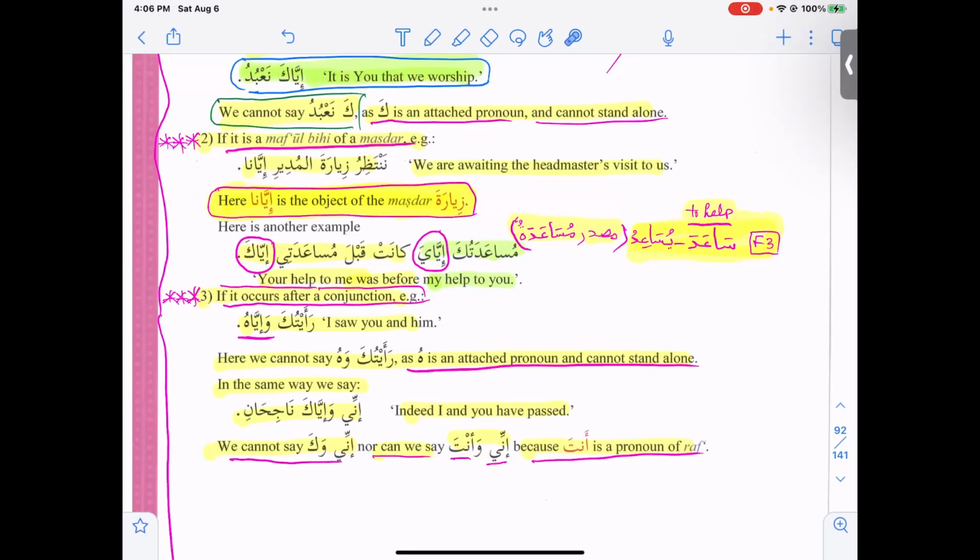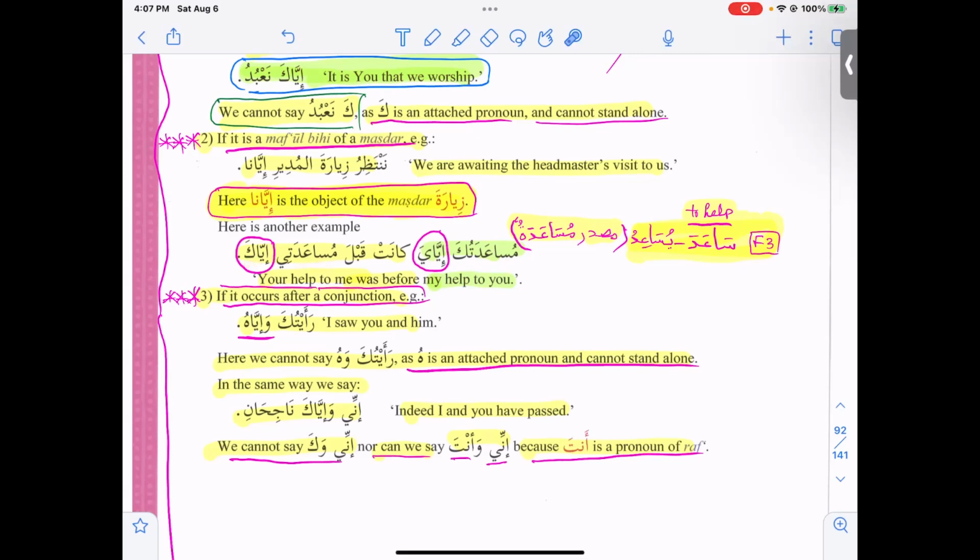Sa'ada, to help, Form 3. Sa'ada, yusa'idu, and sa'id will be the command. And then what is the masdar of Form 3? There are two kinds of masdar, but I will only go to this one. Musa'adatu, mufa'alatun. This is the masdar of sa'ada yusa'idu. So this is the maf'ul bihi for the masdar. Again the same.